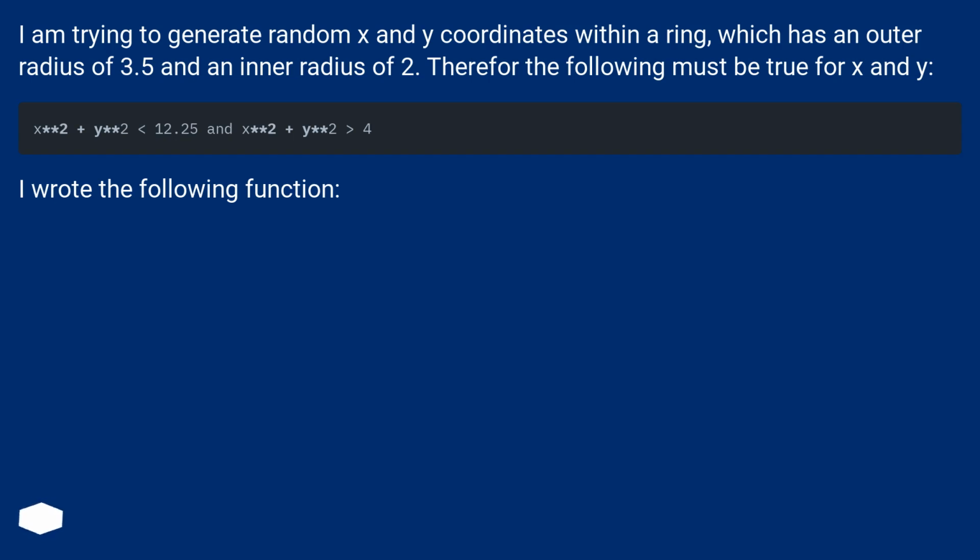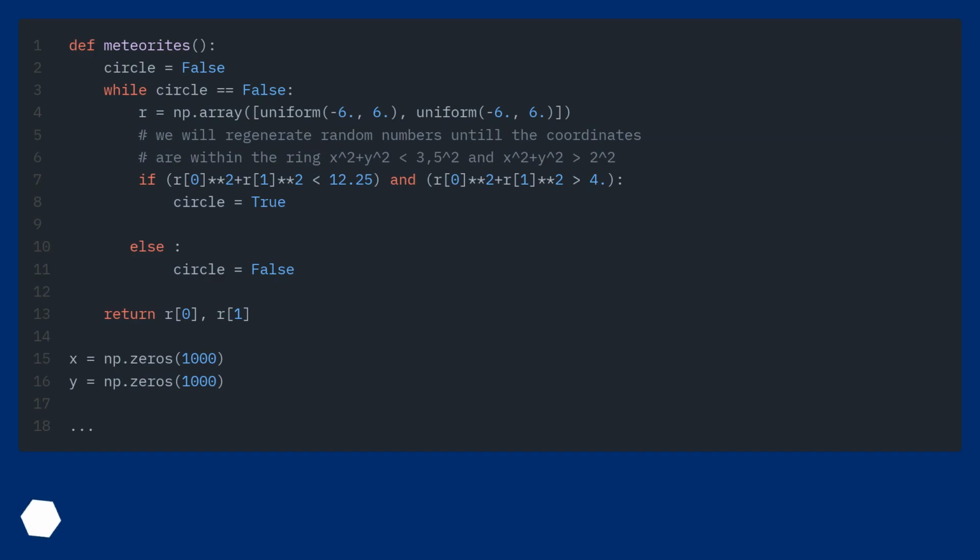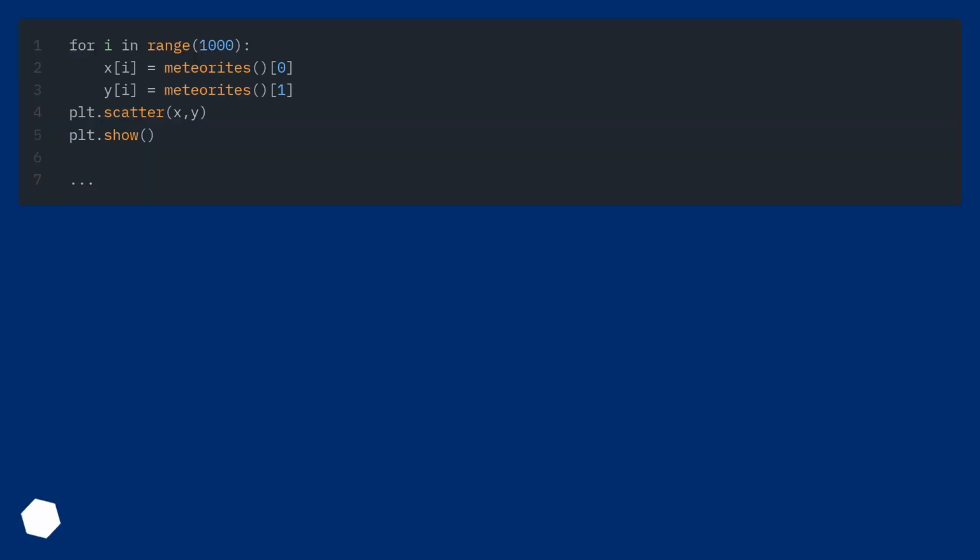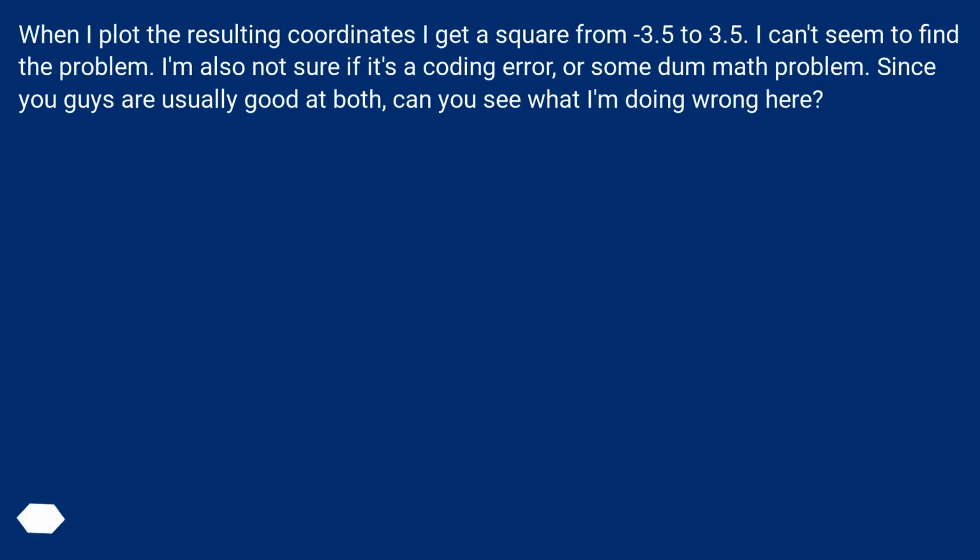I wrote the following function. When I plot the resulting coordinates I get a square from minus 3.5 to 3.5. I can't seem to find the problem. I'm also not sure if it's a coding error, or some dumb math problem. Since you guys are usually good at both, can you see what I'm doing wrong here?